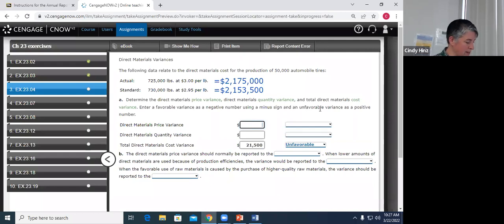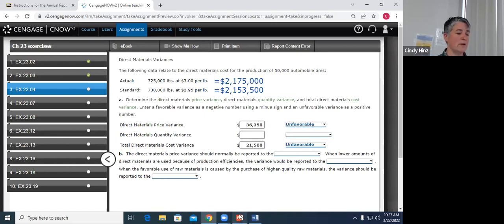Let's go to the price variance then. We've already pointed out that the price variance is 5 cents per pound. And the actual quantity we use, so 5 cents per pound times the 725,000 pounds we actually used, that's a favorable, no, sorry, that's an unfavorable variance because we spent more than we had planned. Unfavorable variance, we show it as a positive.